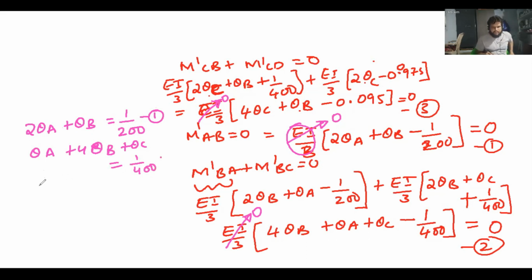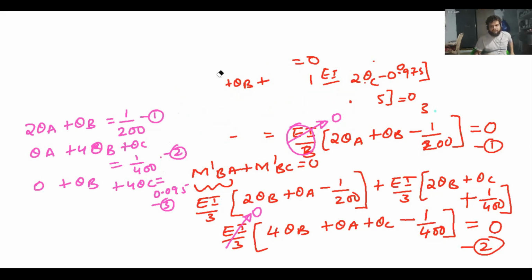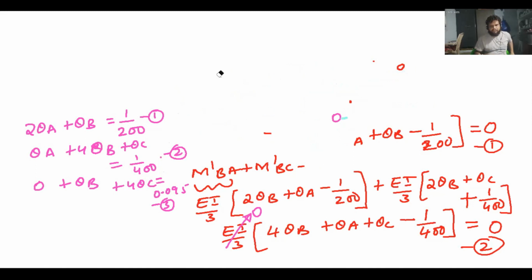Next, in the third equation, theta A is 0 there, plus theta B plus 4 theta C, and that equals plus 0.095. This is equation number 3. Now what you have to do is take your calculator. If you are having a scientific calculator, you can directly solve those. But if you are having a Casio calculator, I will tell you the procedure to solve that.